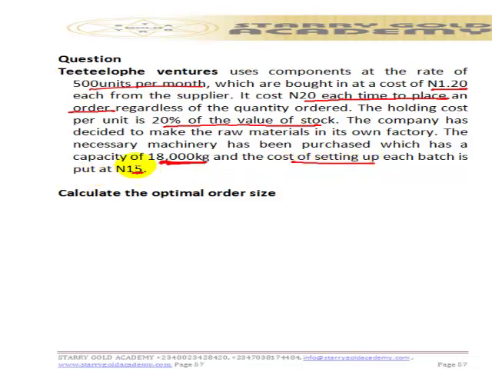and the cost of setting up each batch is 15 naira. So it means that in this question, our annual demand D is going to be 500 units that are used per month, and in each year we have 12 months. That's 6,000. Now, why am I multiplying by 12? Our D is annual demand, but we are given monthly demand, so we need to convert it to a year. The next thing I need is the setup cost, which is given as 15 naira. Our production runs, facility can produce 18,000.